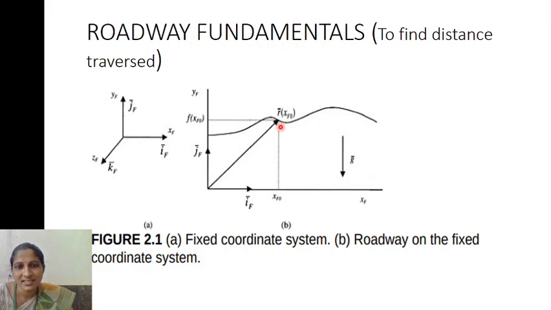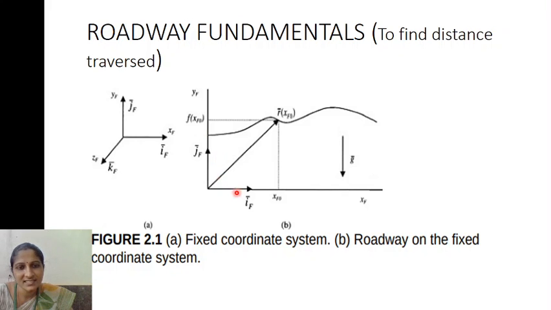So you can consider the road as a two-dimensional path. Observe this is the road which we are considering now. This will have two dimensions. On the x-axis we take xf, and on the y-axis we take the function of x, f of xf. And for solving this you need to consider two unit vectors.